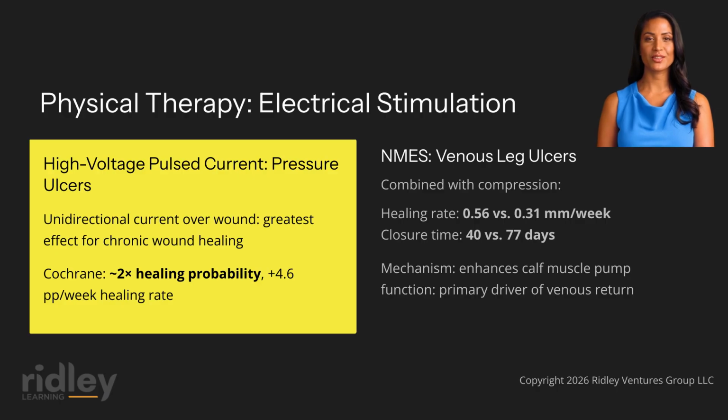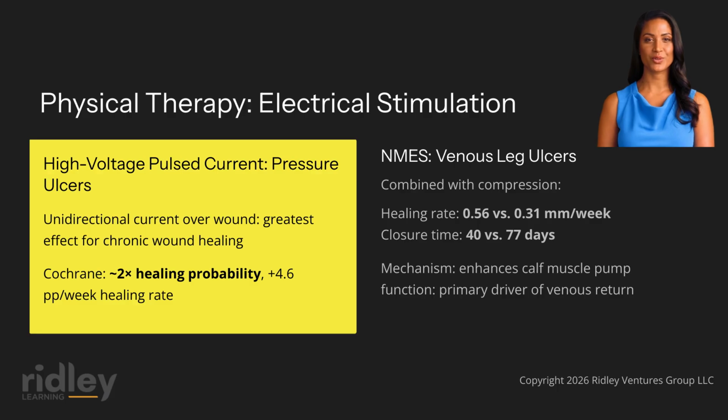Electrical stimulation, particularly high-voltage pulsed current, or HVPC, is the most extensively studied adjunct modality in physical therapy wound care. Unidirectional HVPC with the active electrode placed over the wound yields the greatest effect size, a standardized mean difference, or SMD, of 0.8. An SMD lets us compare results across studies that use different measurement tools. Think of it as a common yardstick. Generally, 0.2 is a small effect, 0.5 is moderate, and 0.8 or above is large.